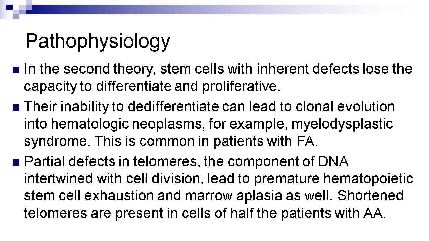In some aplastic anemia cases, there is a development of a hematopoietic neoplasm, for example myelodysplastic syndrome, or a myelogenous neoplasm, for example AML. This is common in patients with Fanconi anemia. Partial defects in telomerase, the component of DNA intertwined with cell division, lead to premature hematopoietic stem cell exhaustion and marrow aplasia as well. Shortened telomeres are present in cells of half the patients with aplastic anemia.